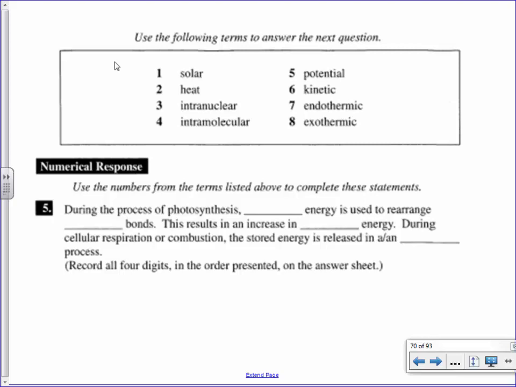Do you think this increases your potential or kinetic energy? Potential, yeah, because it's photosynthesis, right? What is that? It's a stored form of energy. You're forming your glucose, which is going to hopefully be used again in the future. And then the last one here, it says cellular respiration or combustion. They are exothermic reactions. Does that work?